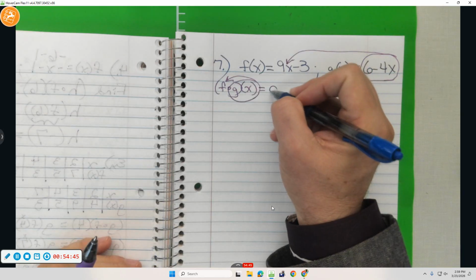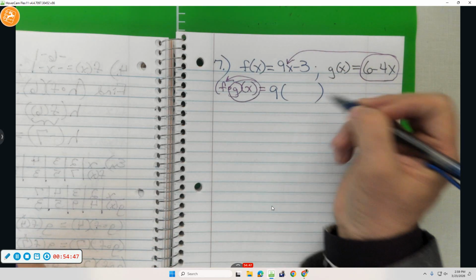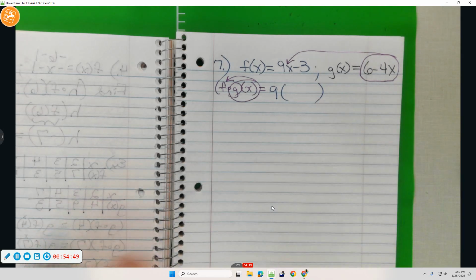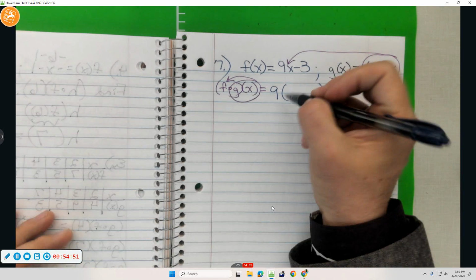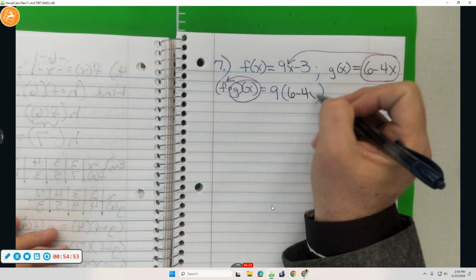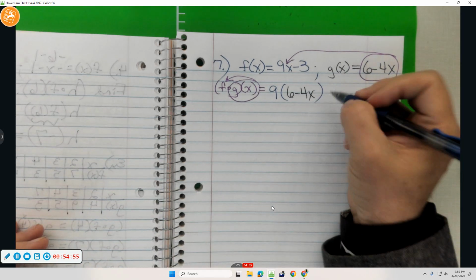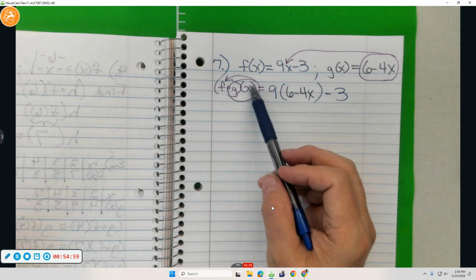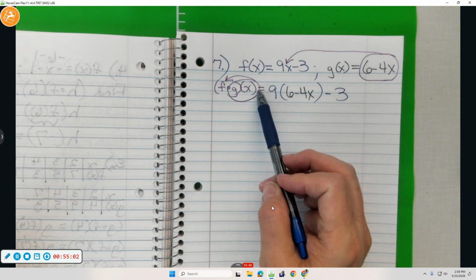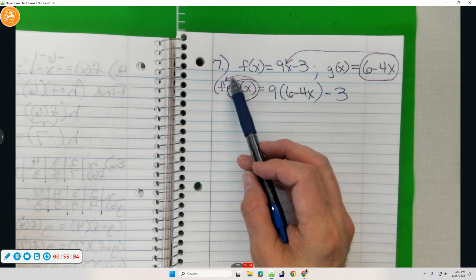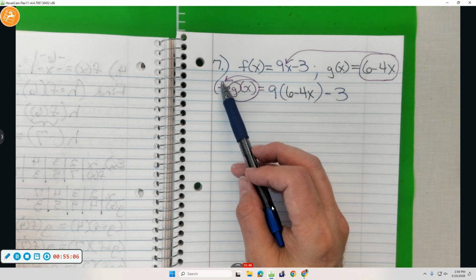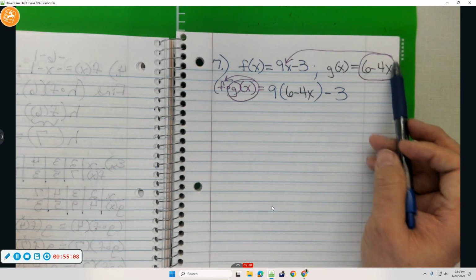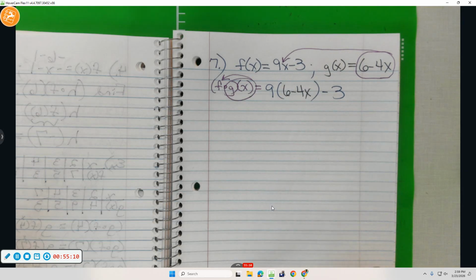So we have 9. We're replacing x with 6 minus 4x. We still have that minus 3. g of x is the inside function. It's being plugged into the outside function. We take g of x, plug it in to f.